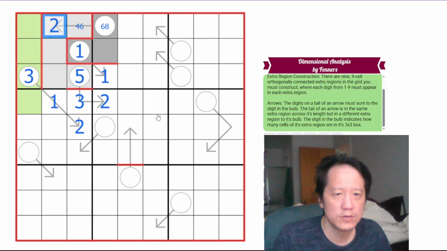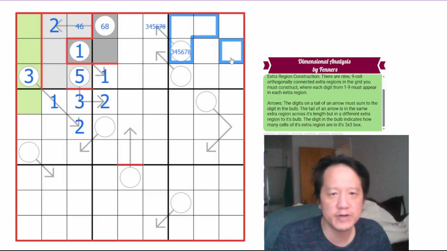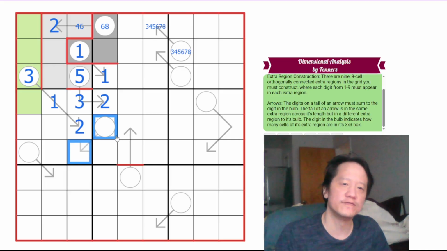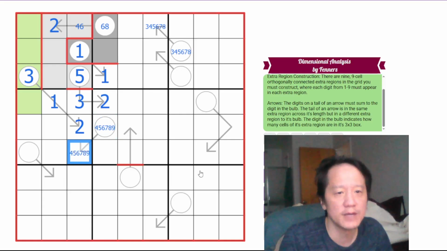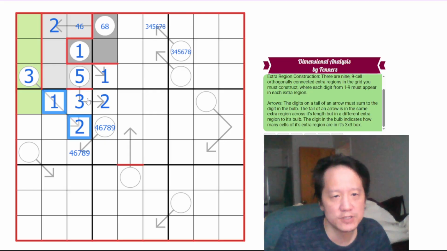2 is here. So this cannot be 2. It cannot be 1. This is at least 3. It can be up to 8 because we have 8 other digits possible in the region to be part of the same region. This is 4 or 6. This cannot be 1, 2, or 3. So this also has to be 4 through 9 possible. But this can't be 5, so this can't be 5 here. These are part of the same region. These are part of the same region. So these are part of different regions here.